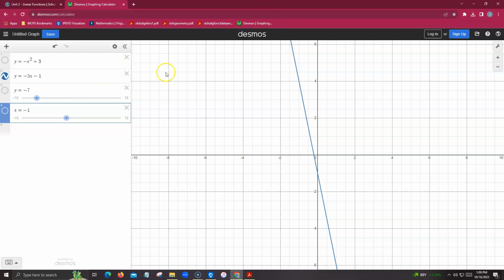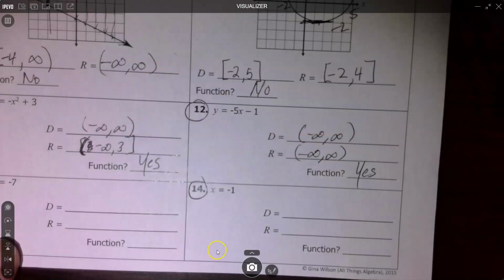So again, x is allowed to be anything it wants. So we're going to go from negative infinity to positive infinity. And y has no limit either. Y goes forever in the positive direction, forever in the negative direction. So it too is negative infinity to positive infinity. Will this pass the vertical line test? Yes.